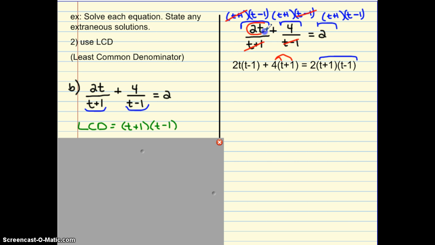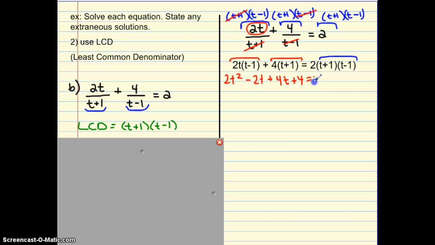So what I have is the 2t times t minus 1. I have my 4 times t plus 1 right here. And then I have my 2 times t plus 1, t minus 1 right here. And we're going to multiply all of that out. So 2t squared minus 2t plus 4t plus 4.